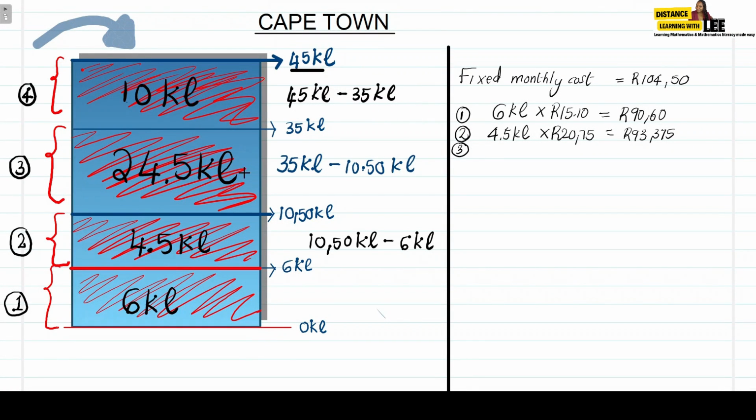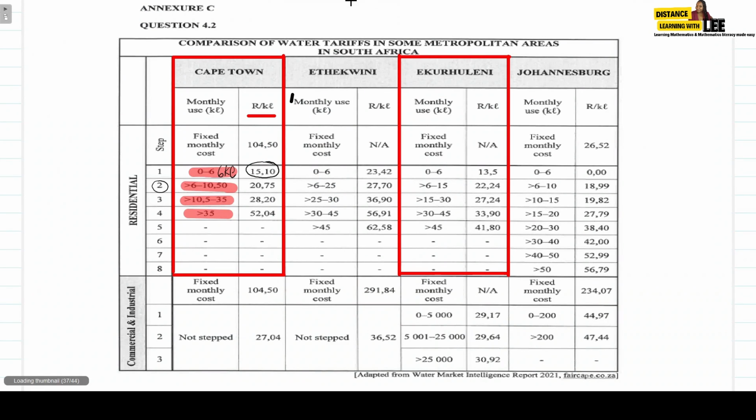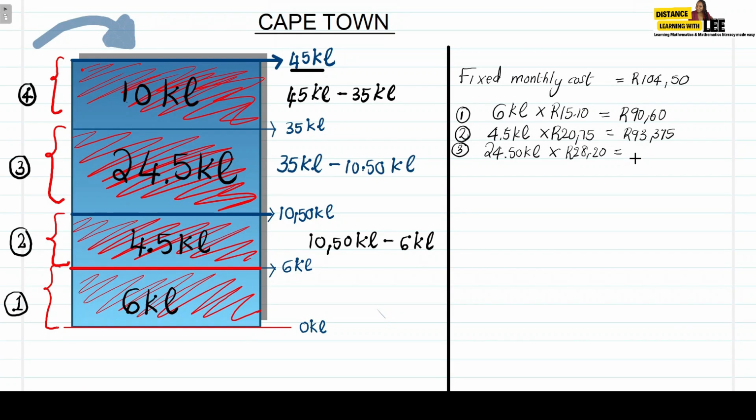We found that in the third region, he used 24.50 kiloliters of water. Let's find how much he pays per kiloliter in the third region. We see that he pays 28 Rand and 20 cents. If you punch that into your calculator, the total that he paid there is 690.90. And in the fourth region, he only used 10 kiloliters of water.